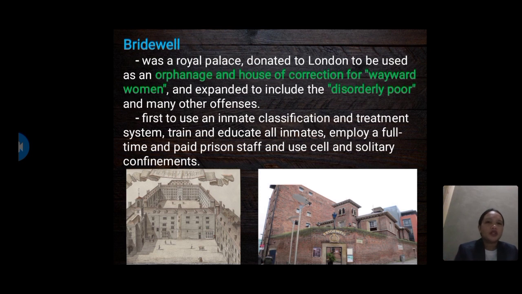Next is Bridewell, a royal palace donated to London to be used as an orphanage and house of correction for wayward women, and expanded to include the disorderly poor and many other offenses. It was the first to use an inmate classification and treatment system, train and educate all inmates, employ a full-time and paid prison staff, and use cell and solitary confinement. So this is a photo that I got from the internet, the Bridewell.